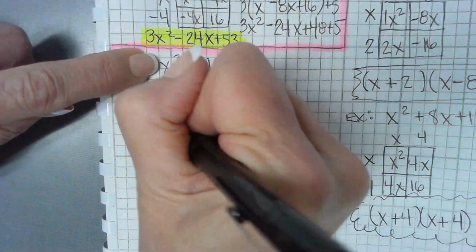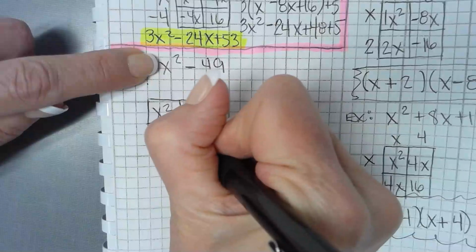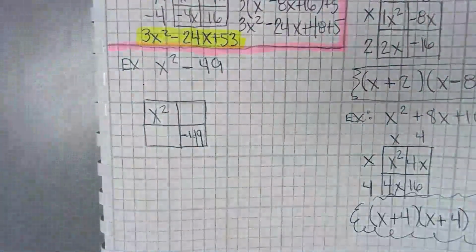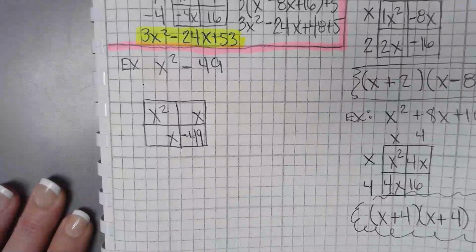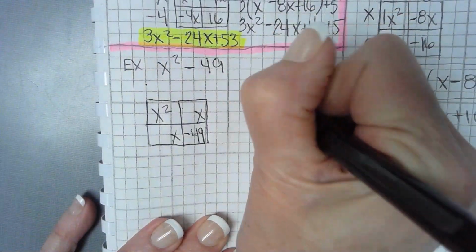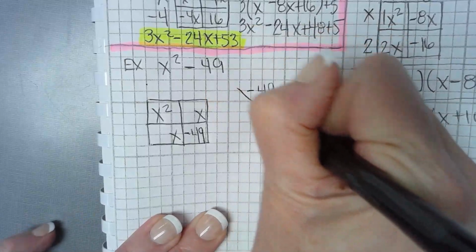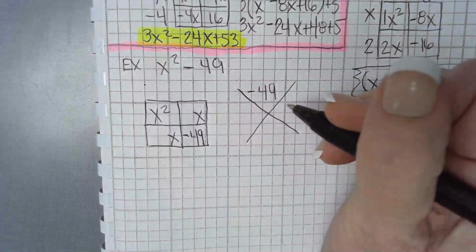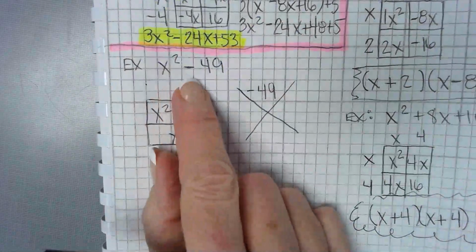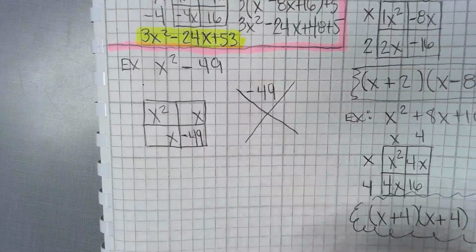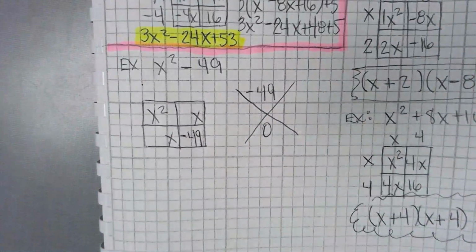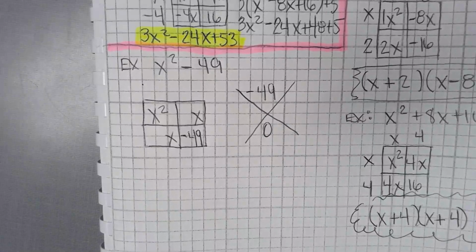First term goes top left. Last term goes bottom right. I can go ahead and put my X's here. Okay. So now I have negative 49, and I go to look for my middle term, it's not there. The middle term is not there. So I am looking for the magic numbers that multiply to give me negative 49, but when I add them together, they cancel out. I get 0.